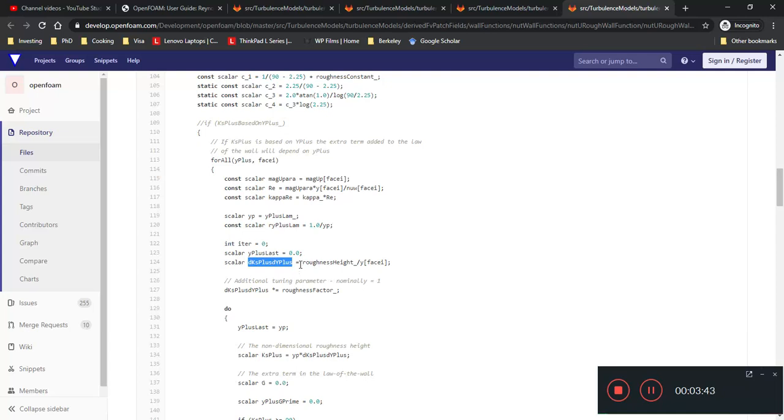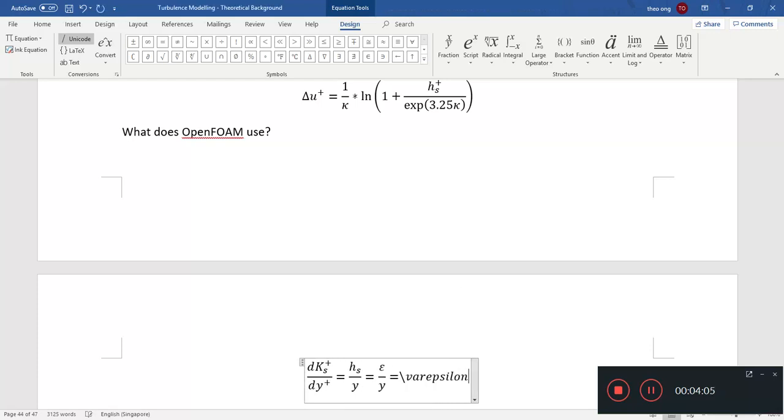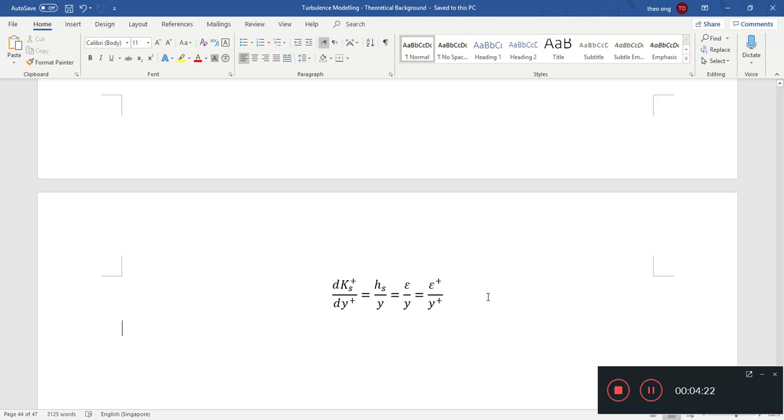And we'll have a roughness height over y. That's just the roughness height hs over y, or epsilon divided by y, which is the same as saying epsilon plus divided by y plus. That means you just normalize the top and the bottom by the same factor, the friction velocity and y, and you will get this formula. So no problem. This is dks plus dy plus.